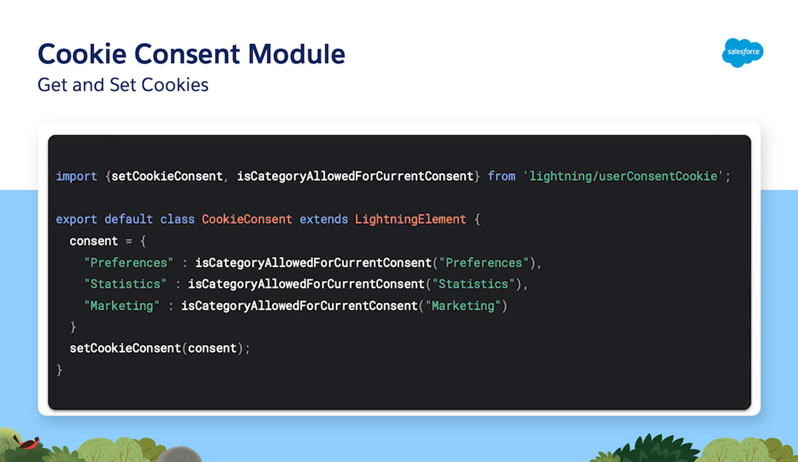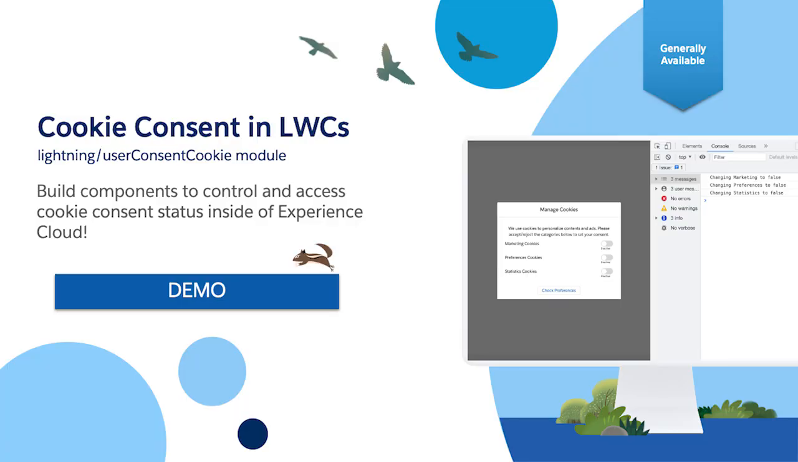When you go to use the methods, you can see that the structure of our consent property just takes the name of the category and matches it with the value. Then, when we want to update the preference, we can just pass the consent object into the set cookie consent method. Now, let's go ahead and demo how these features work.